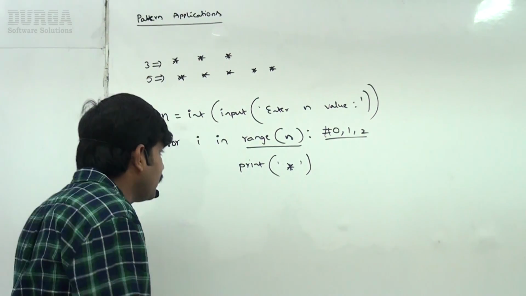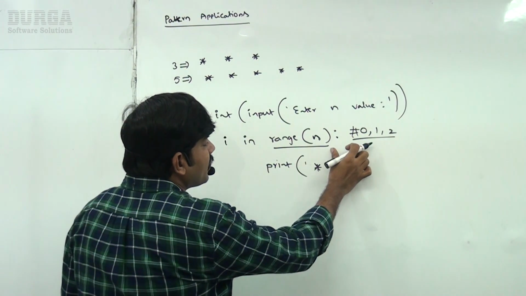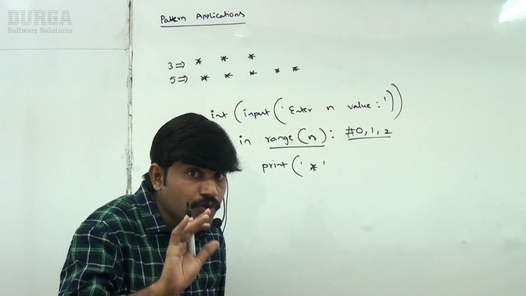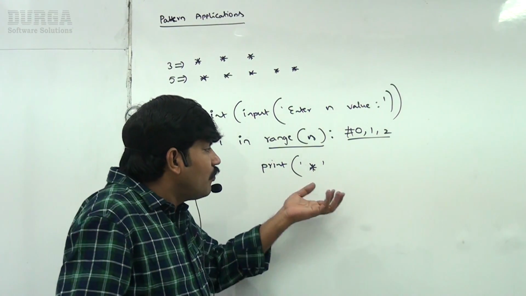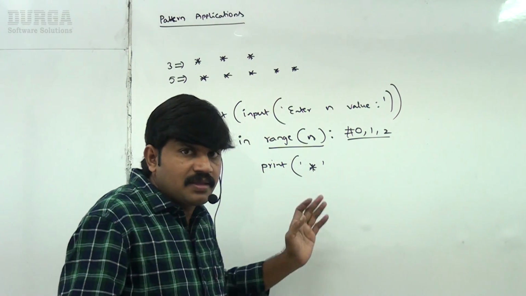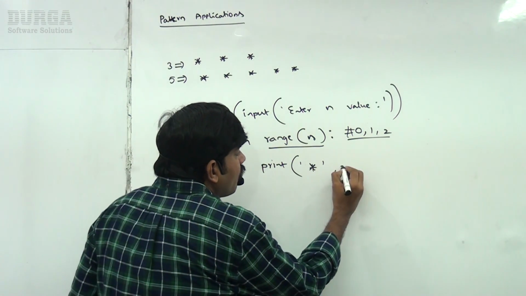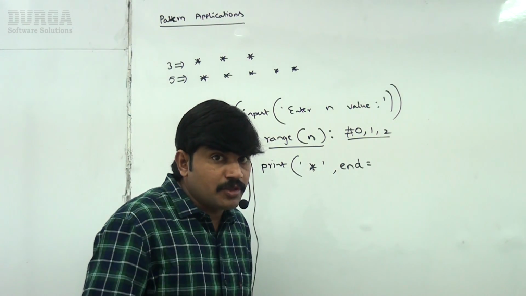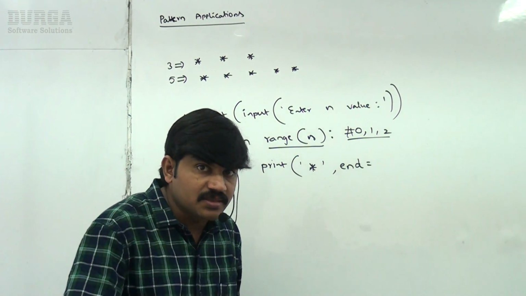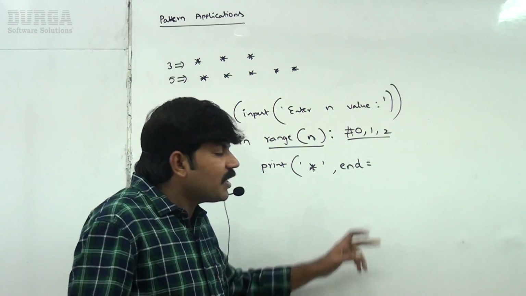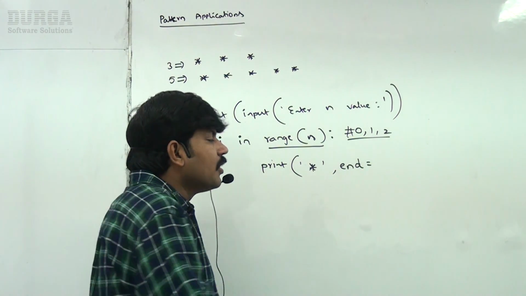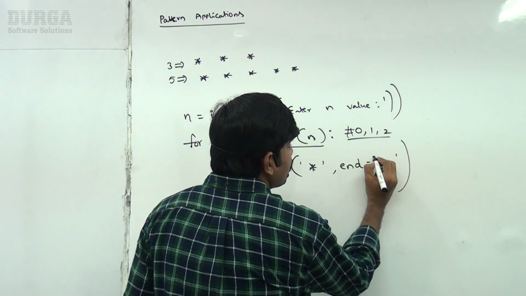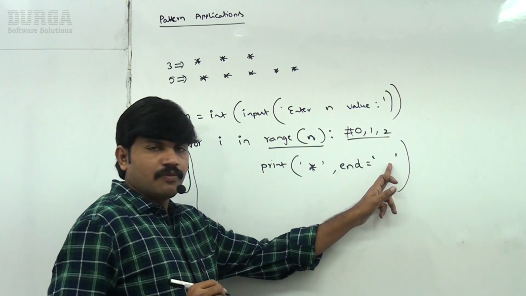I want them in the same line. What is the way? After the print statement, we don't want the \n new line character, so we go for the end attribute. What is the default value for end? \n, which means it goes to the new line. But I don't want \n. Which end value do I want? A space.